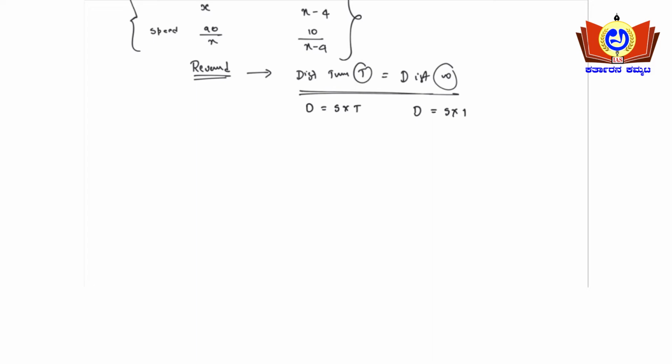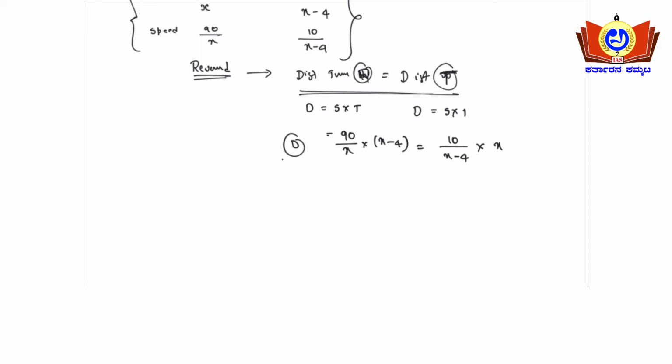I'll consider this as walk and this as tonga. What is the speed while walking? 90 by x, right? Speed will be 90 by x. What is the time taken? The reversed time, x minus 4, not x, since it's reversed time. This will be equal to the speed here, 10 divided by x minus 4, multiplied by the reversed time. This is the equation you need to form.